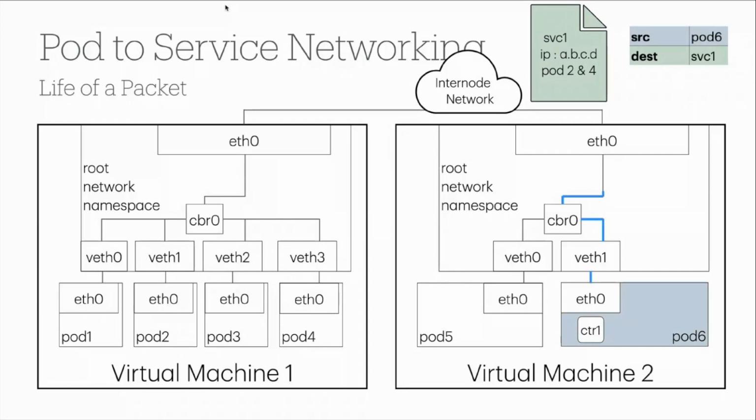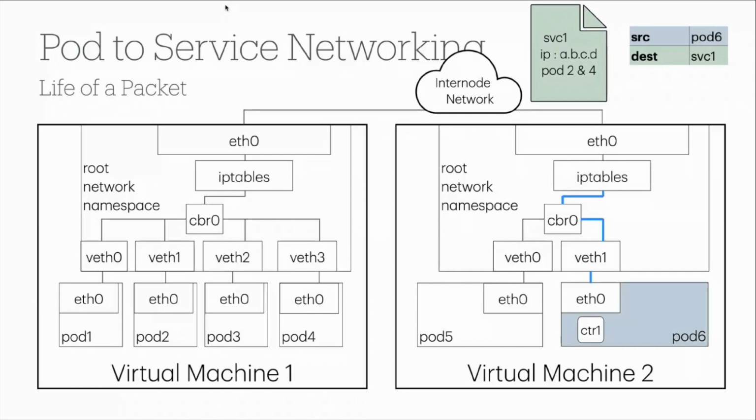Now something I was hiding from you guys earlier to not scare you was: between the bridge and the Ethernet device of the root network namespace, there is IP tables. Now, why do we need IP tables here? Anyone can guess this? To secure.